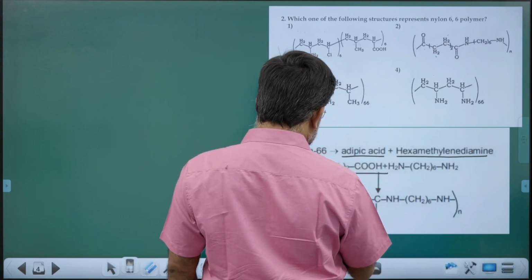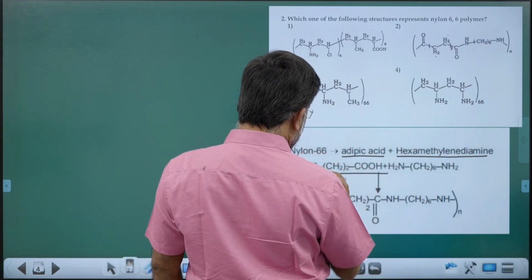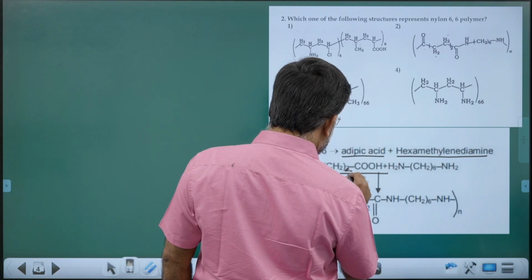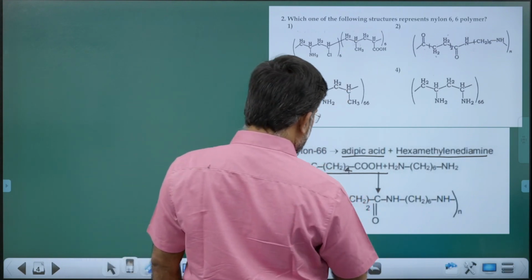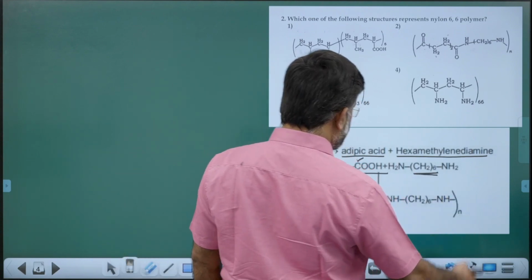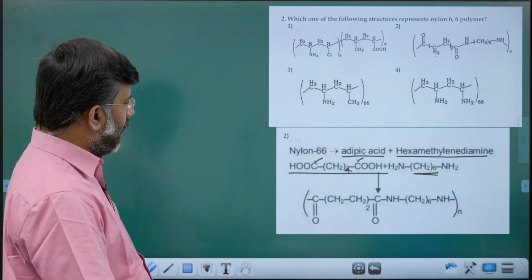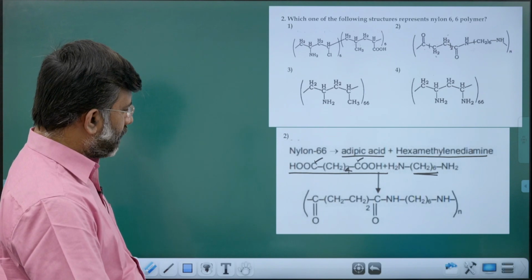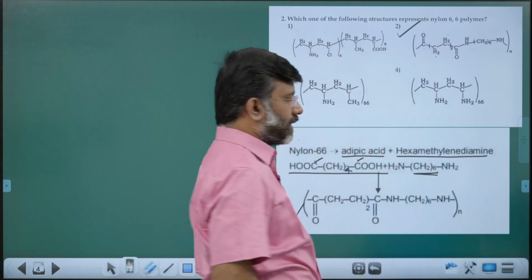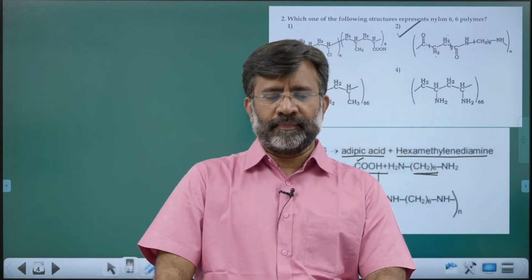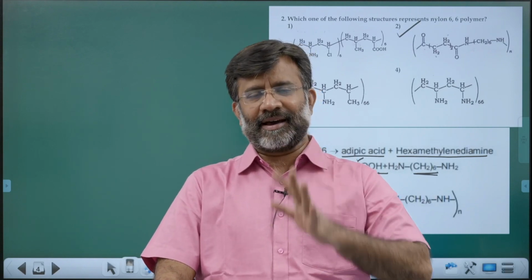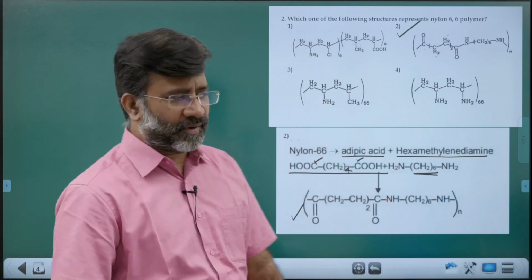This is adipic acid with hexamethylene diamine. Adipic acid contains 6 carbon atoms. This is wrongly given; it is CH2 4 times and the two carboxyl carbons, making 6 carbon atoms. And hexamethylene diamine has CH2 6 times. The obtained polymer will have such a structure, and the second choice is the correct answer. It's a polyamide. What does 6,6 stand for? All of you know: 6 carbon atoms in adipic acid and 6 carbon atoms in hexamethylene diamine. Okay. Next.